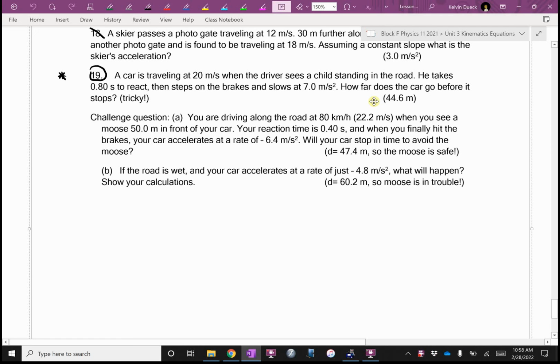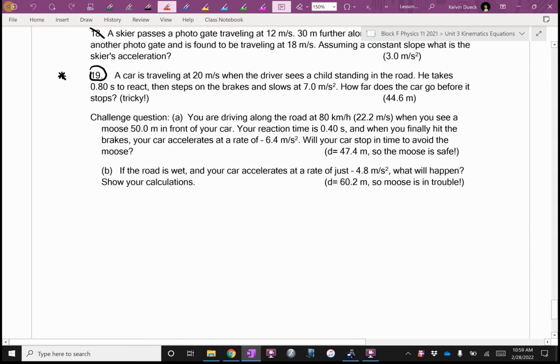A car is traveling at 20 meters per second when the driver sees a child standing in the road. Uh-oh. He takes 0.8 seconds to react, then steps on the brakes and slows down at 8 meters per second squared. How far does the car go before it stops?